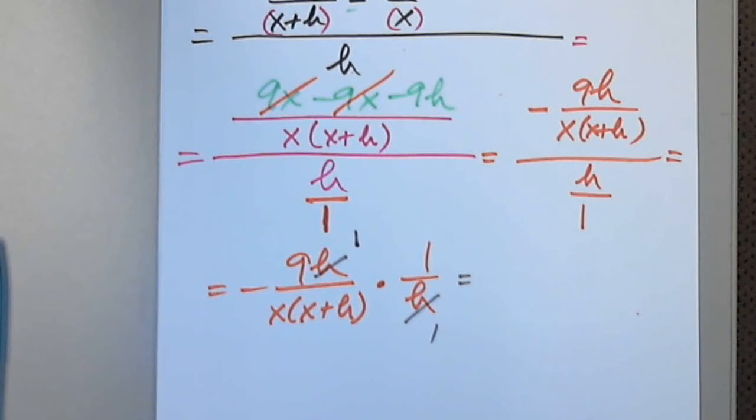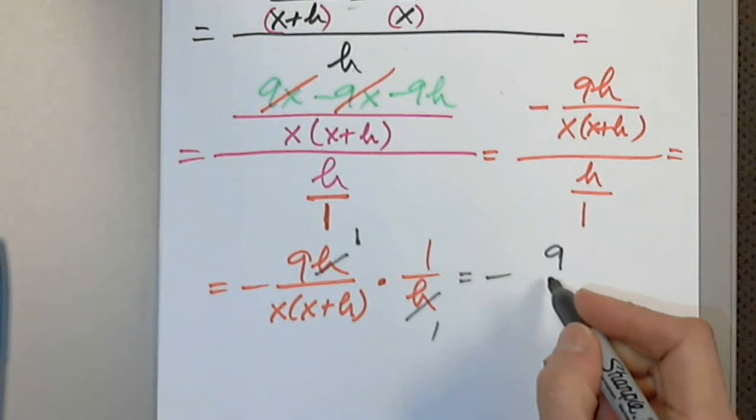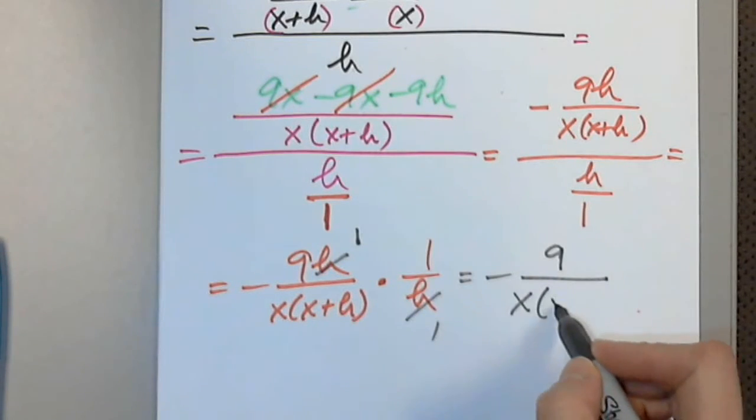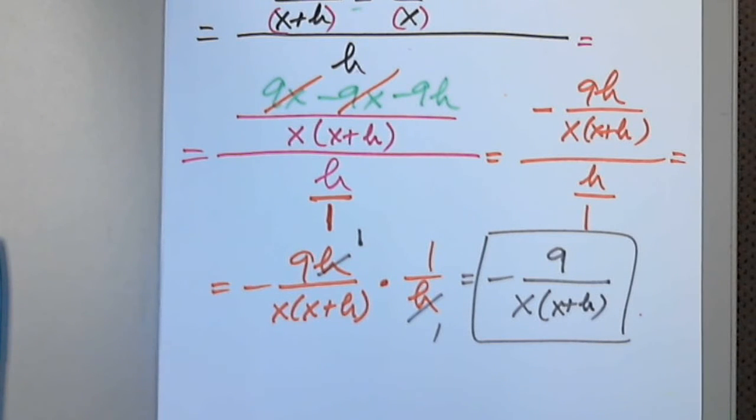So what is the simplified form of the difference quotient for the function you gave me, which was 9 over x? Negative 9 over x minus x plus. That's it. This is it. This is the difference quotient of the function you gave me, 9 over x. Very good. Next question. Yes. That was the second question.